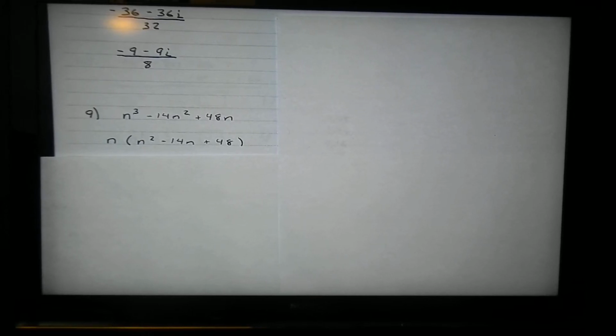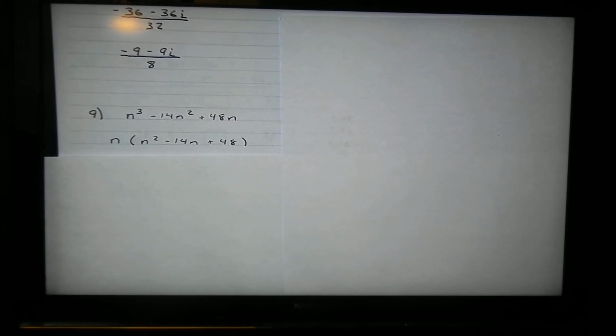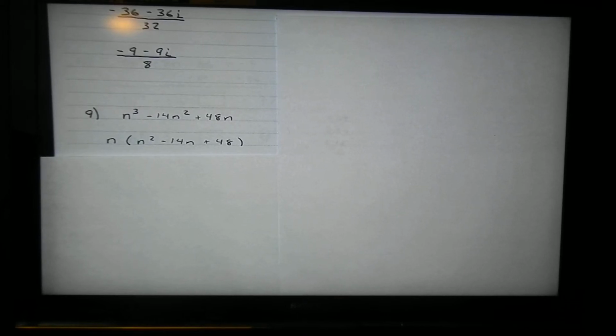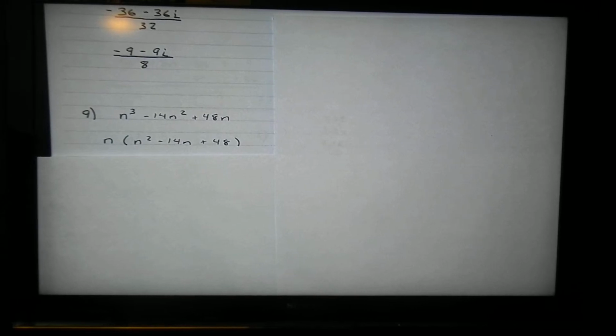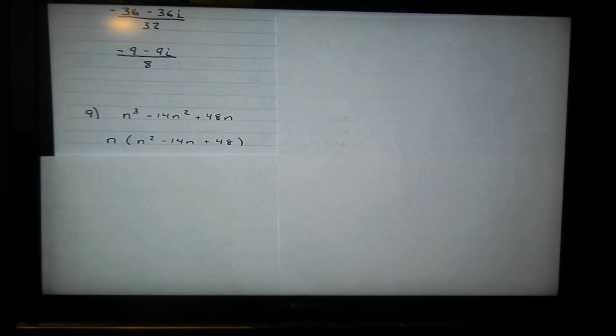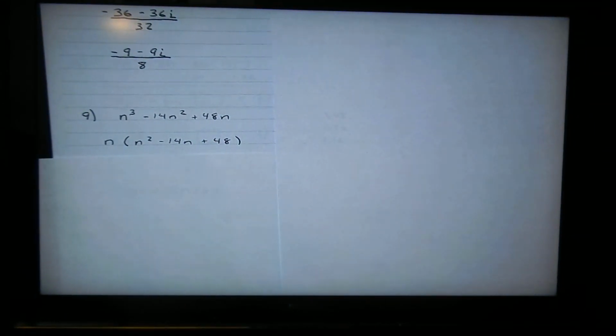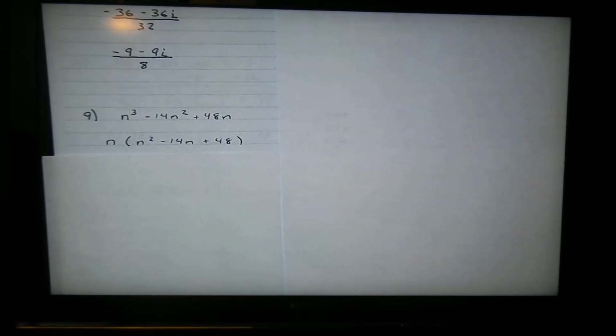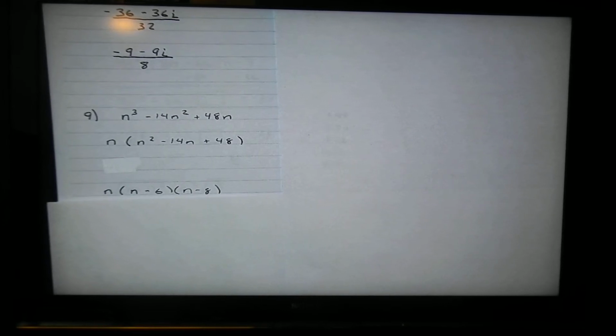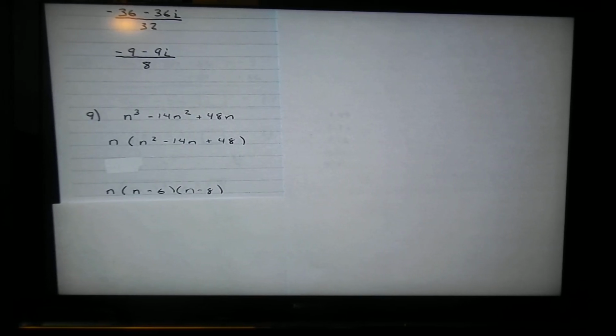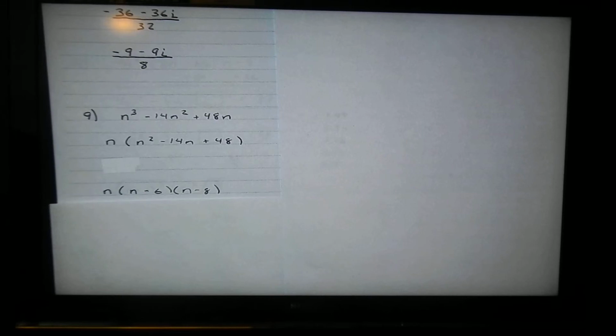I'm now left with a quadratic still inside the parentheses. My initial thought is to try to use reverse FOIL to factor the quadratic equation into the product of 2 binomials. We end up with a factored expression of n times n minus 6 times n minus 8.